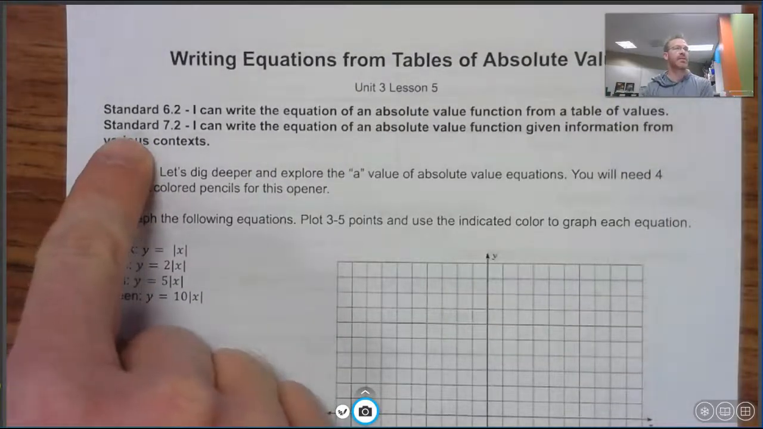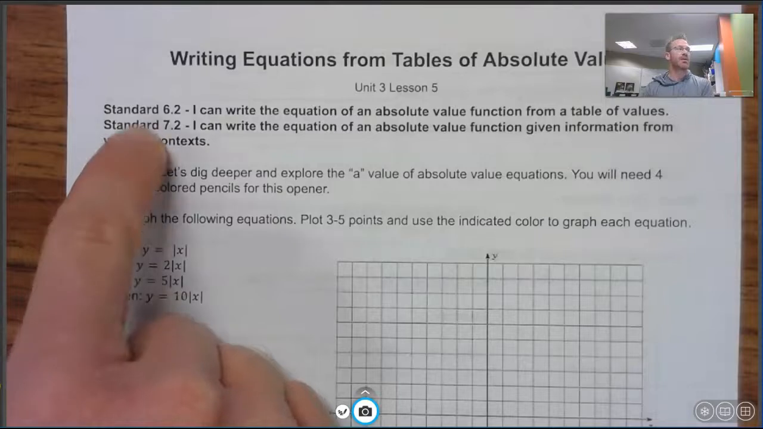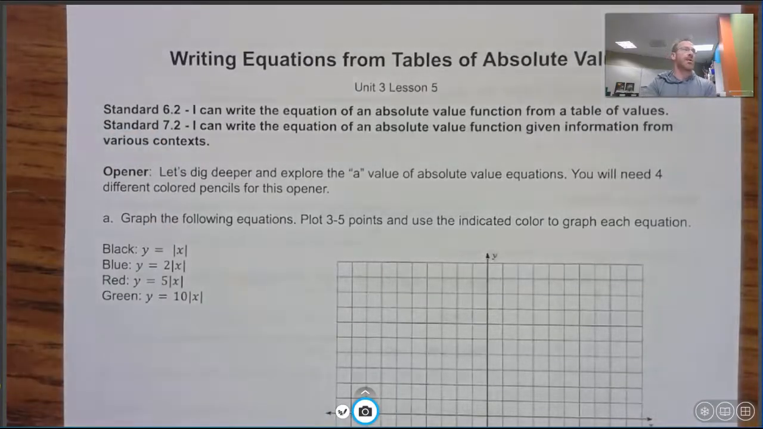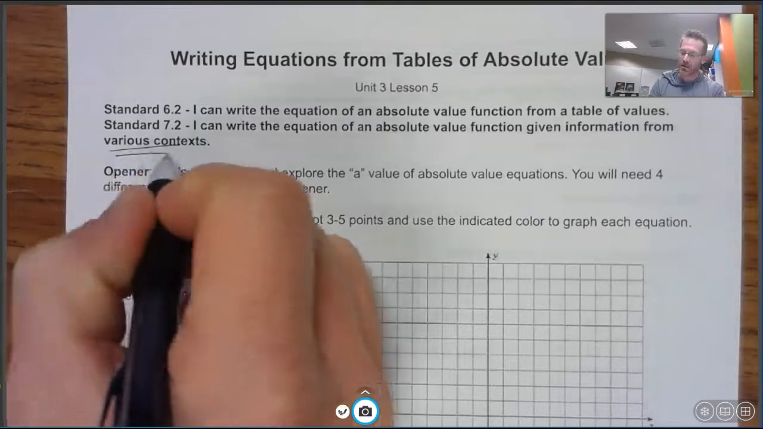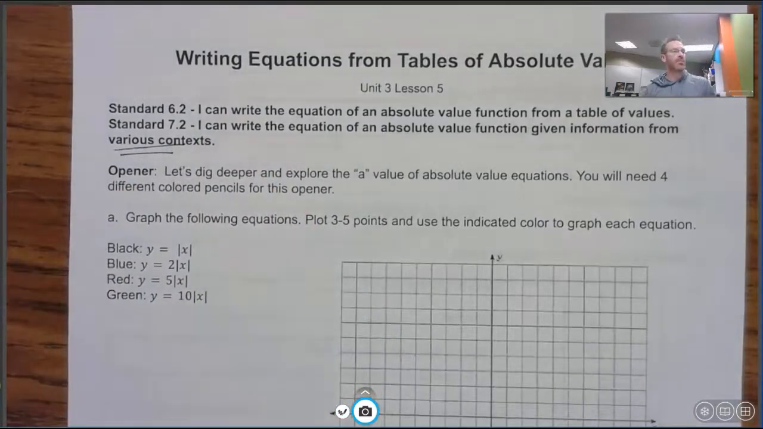I can write the equation of an absolute value function from a table. But then also we're going to get into 7.2 again. I can write the equation of an absolute value function given information from various contexts. That's really what most of the lesson is going to be about today. We're going to start with tables just so that once again we can review the writing equations process with absolute values. And then once again, how can I take that information and use it in other contexts?